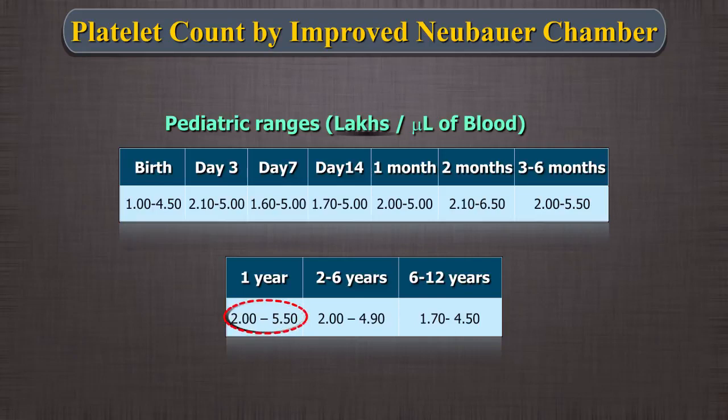1 year, it's 2 to 5.50, 2 to 6 years, 2 to 4.90, 6 to 12 years, 1.70 to 4.50. Birth, 1 to 4.50. Day 3, 2.10 to 5. Day 7, 1.60 to 5. Day 14, 1.70 to 5. 1 month, 2 to 5. 2 months, 2.10 to 6.50. 3 to 6 months, 2 to 5.50.